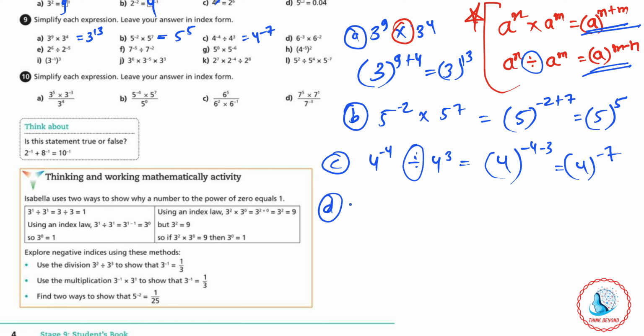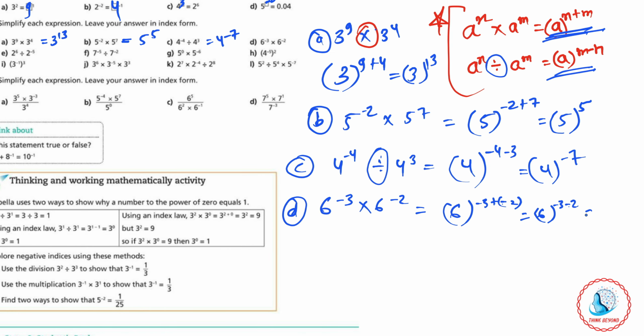Now question number D, it says 6 raised to power minus 3 times 6 raised to power minus 2. So first formula is going to be used here. 6 raised to power minus 3 plus minus 2, right? So 6 raised to power minus 3 minus 2, plus minus will give you minus. Now minus minus is plus, but sign will remain same. So it's 6 raised to power minus 5. So the answer is 6 raised to power minus 5.